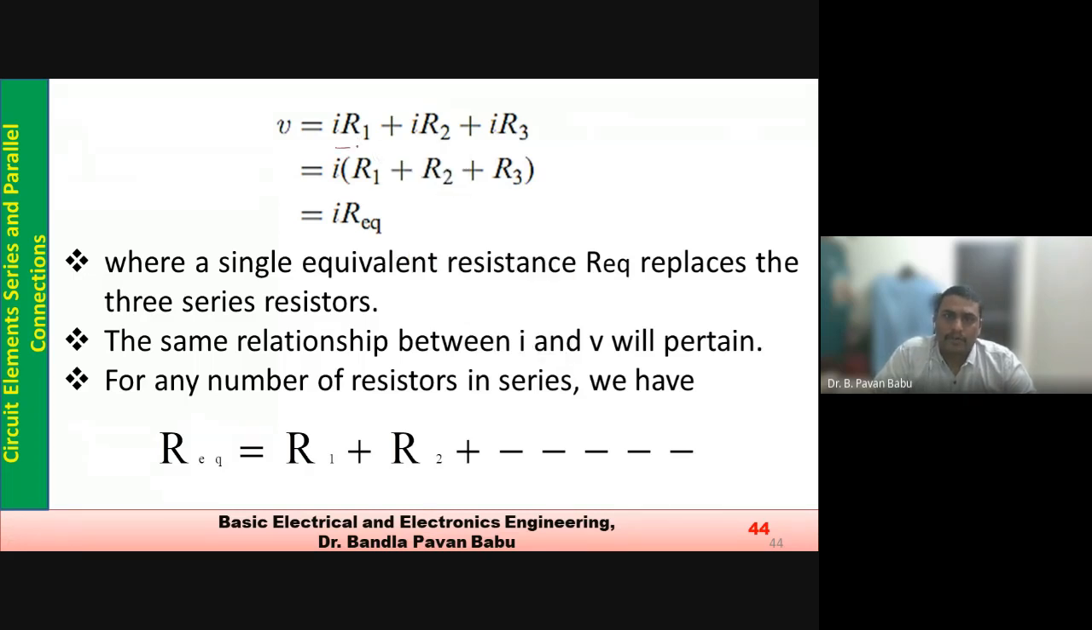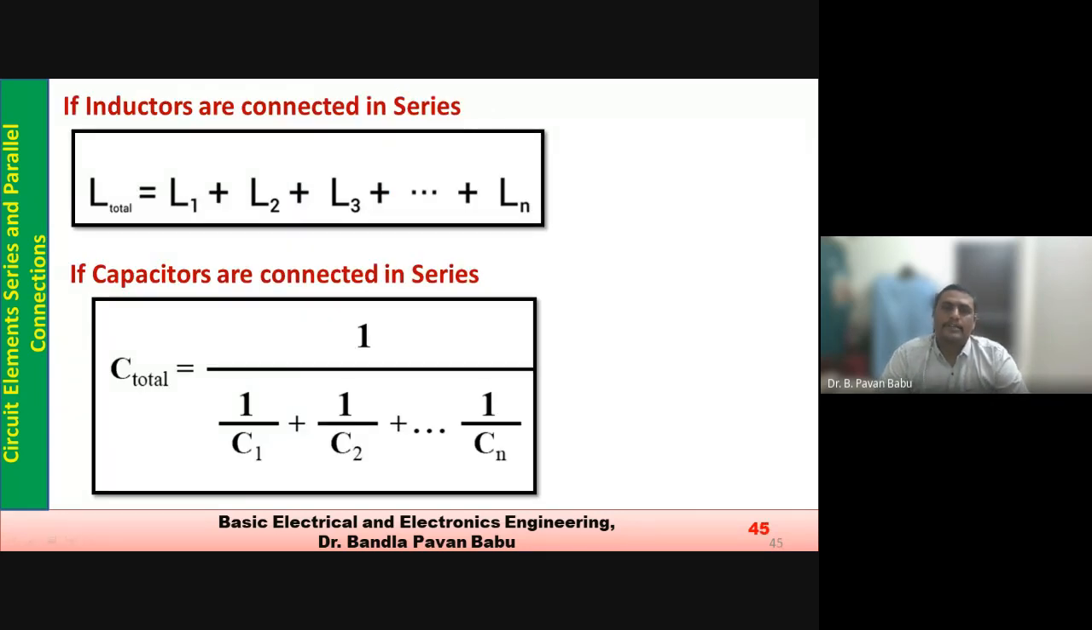So I into R1 plus I into R2 plus I into R3. Again I remains same because it is a series circuit. Then what is R equivalent? R equivalent equals R1 plus R2 plus R3, and so on. If n number of resistors are connected in series, the equivalent is like this. If only two resistors are connected in series, the equivalent is R1 plus R2.